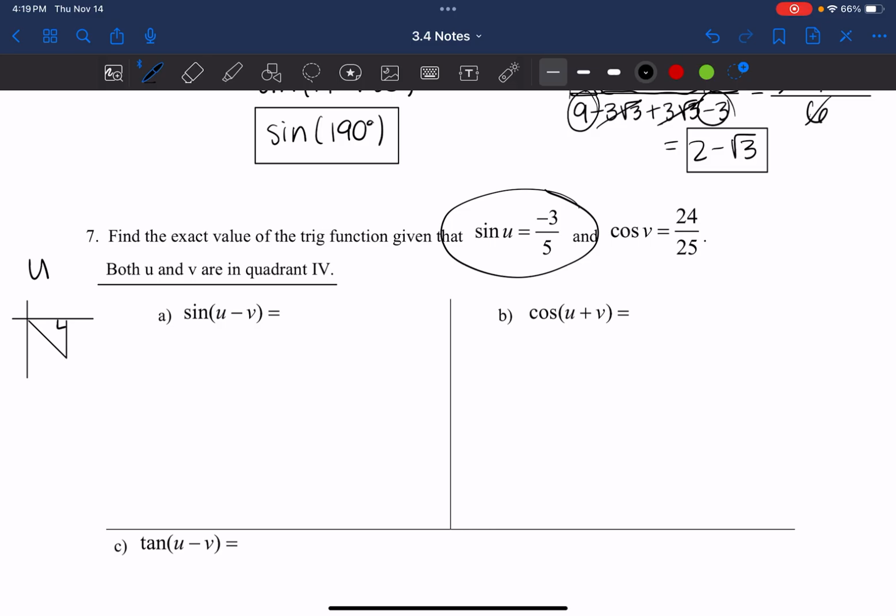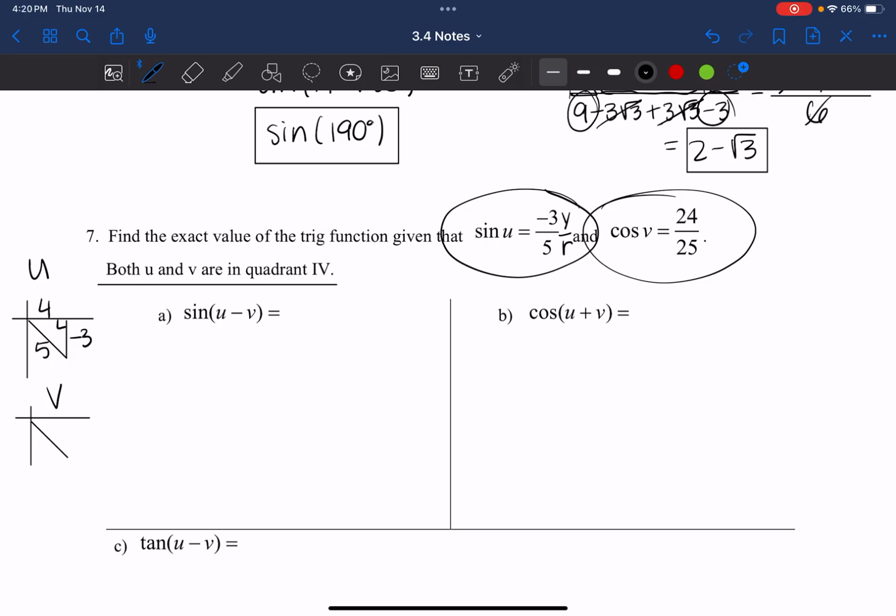All right, and we know that sine is y over r. So y must be negative 3 and r must be 5. The only side I don't know is x, and this is actually a Pythagorean triple, so I should know that side is 4. All right, and now I'm going to draw another triangle to represent this one here. So this one is for v.